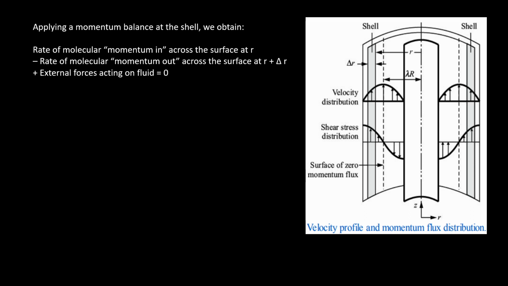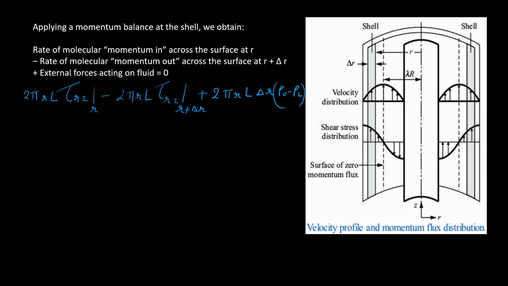So applying momentum balance at the shell, we obtain: rate of molecular momentum in across surface at r, 2πrL τrz at r, minus rate of molecular momentum out across surface at r plus delta r, that is 2πrL τrz at r plus delta r, plus external force acting on fluid, that is 2πrL Δr (P0 minus PL)/L, equals 0.